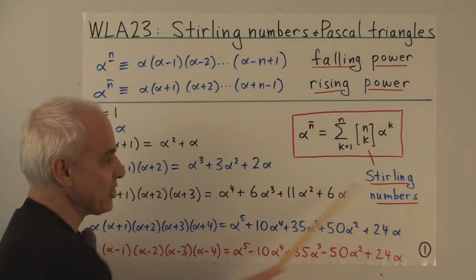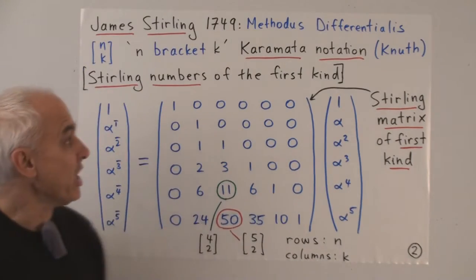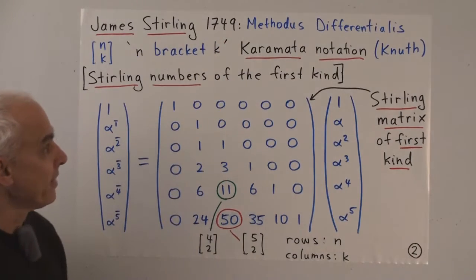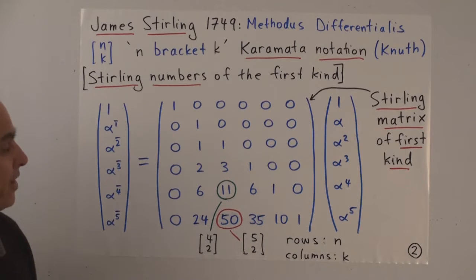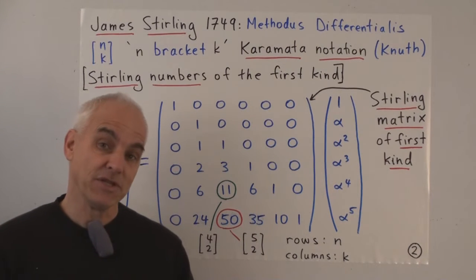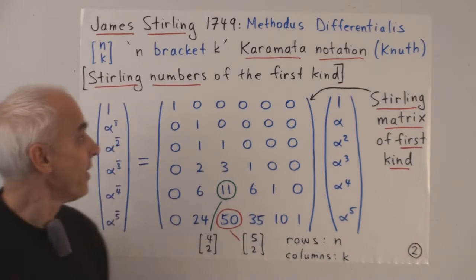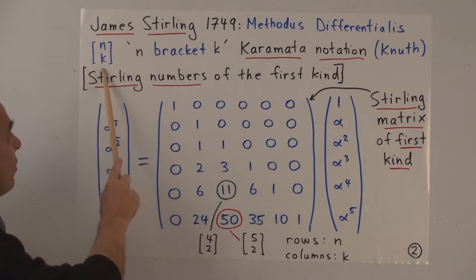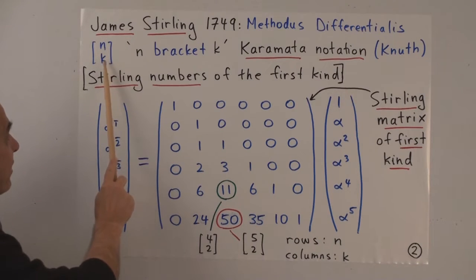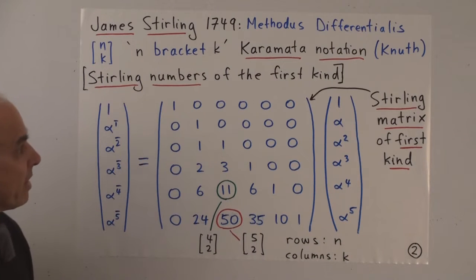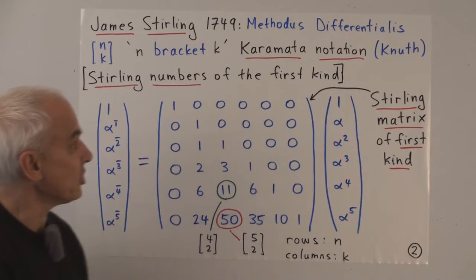Okay, so let's have a look at these Stirling numbers in some more detail. Stirling numbers were introduced by James Stirling in 1749 in a work called Methodus Differentialis. There are quite a lot of different notations for Stirling numbers in the literature. One must be a little bit careful, I warn you. We're going to follow Donald Knuth in using the notation with a bracket. So n bracket k, that's going to be our Stirling number. That's sometimes called Karamata notation, after a Serbian mathematician who introduced it.